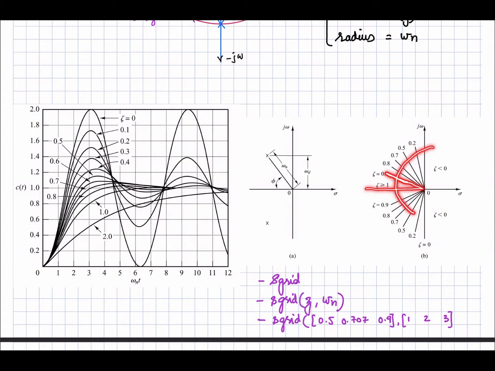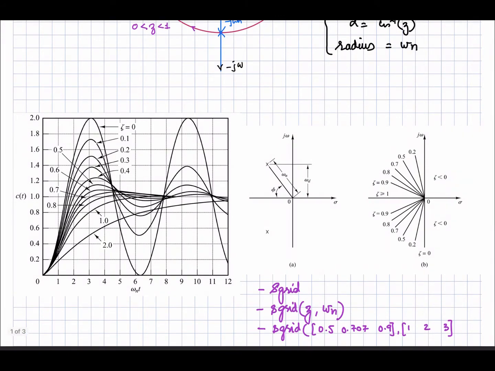So if you draw this circle, the root locus of the second order system, when zeta is 0.2, the roots will be over here. For 0.5, it will be over here, and so on, right? You can sketch these lines in MATLAB with the help of the sgrid command. So sgrid plots these zeta lines, the damping factor lines, and then by looking at the intersection of these lines with the second order response, you can determine the important parameters of the system.